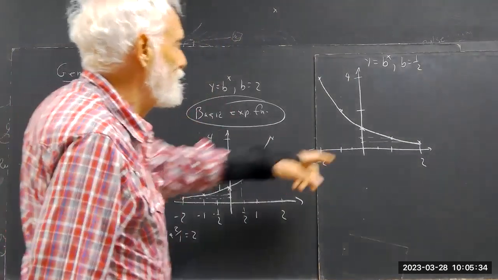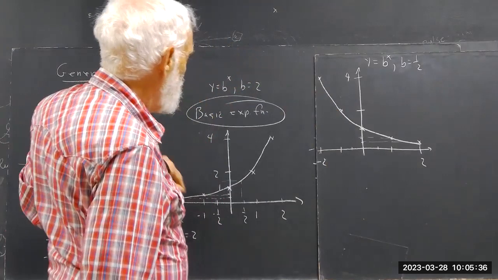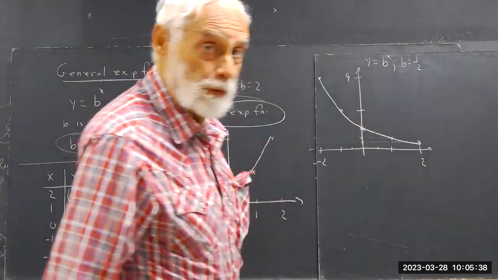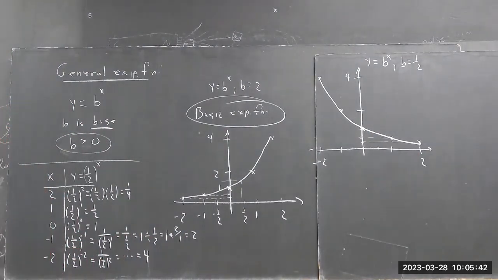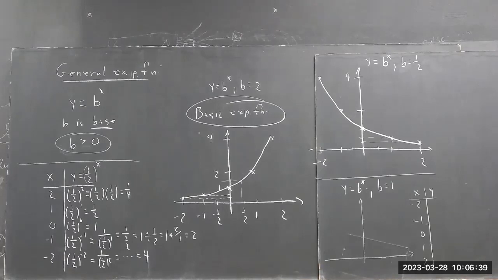So again, if b is 2, it looks like this. If b is 1/2, it looks like this. What if b was 1? What would the graph look like if b was 1? And I do need to step out for just a second. I'll be back in less than 2 minutes.